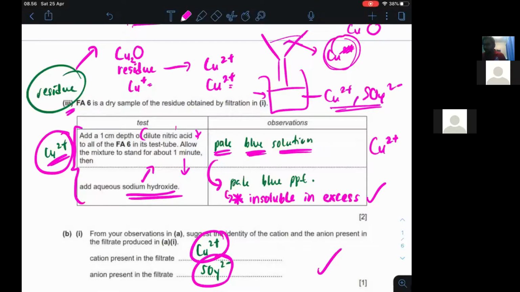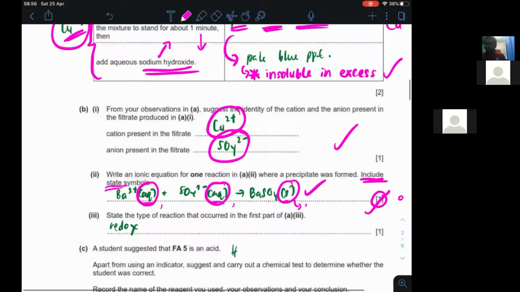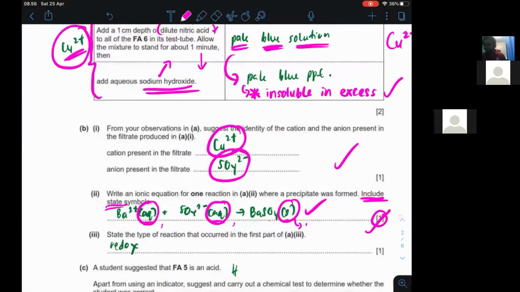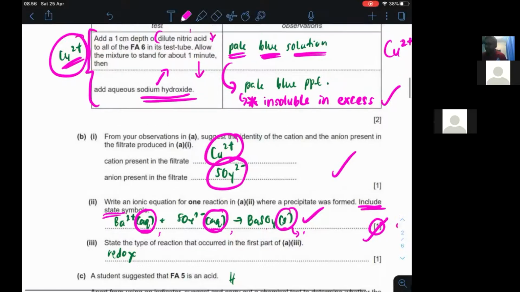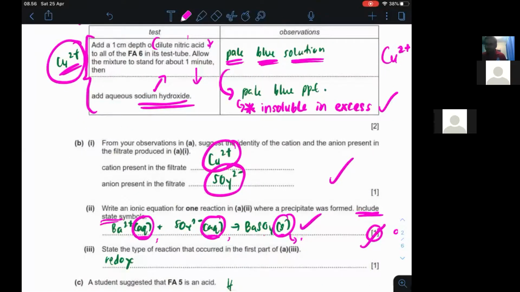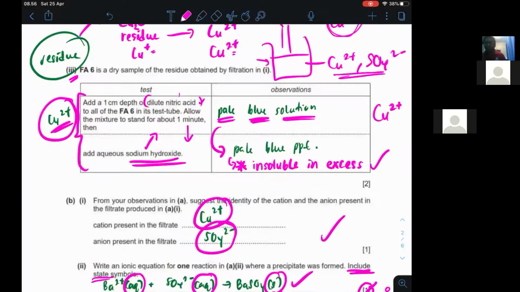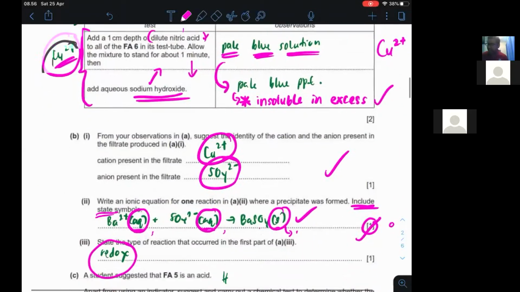So the best answer, because I'm not heating it up, is not thermal decomposition. I'm not adding acid and base. Do remember, in this case, the residue is not a base, so it's not neutralization. So the only way, I think the best answer, is going to be redox reaction. It's going to be copper 1 plus changing into copper 2 plus. So that's the answer actually.